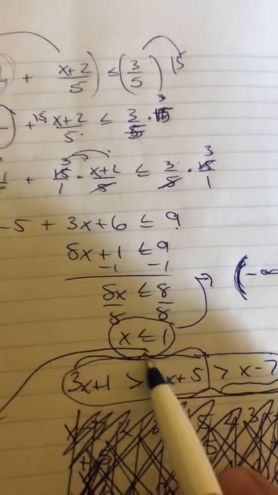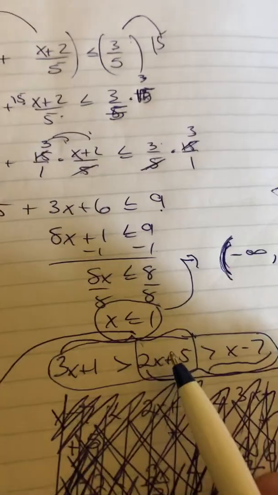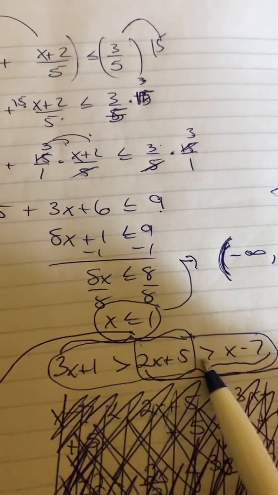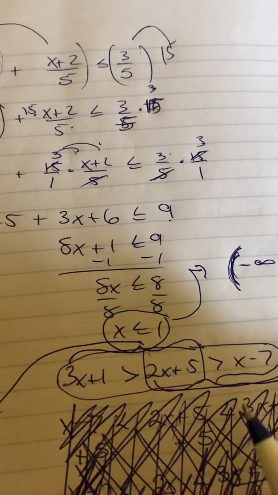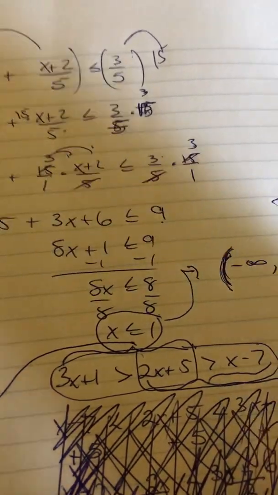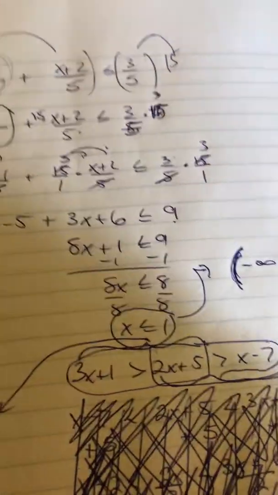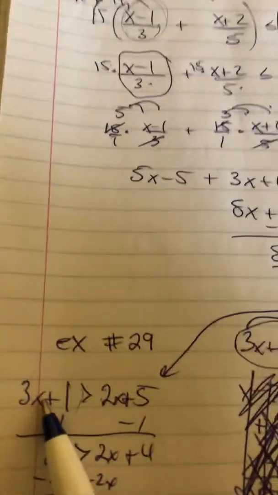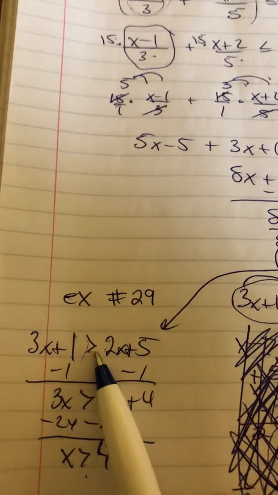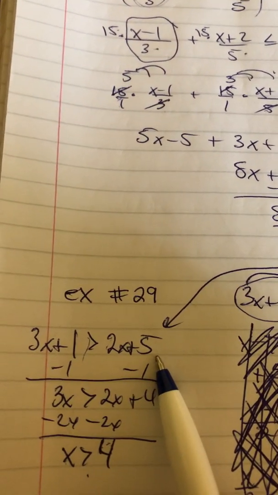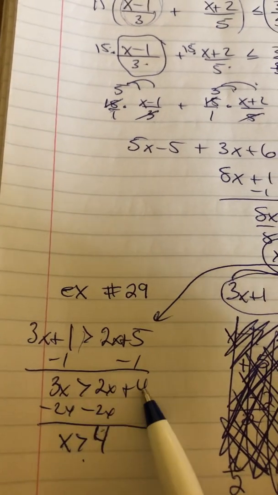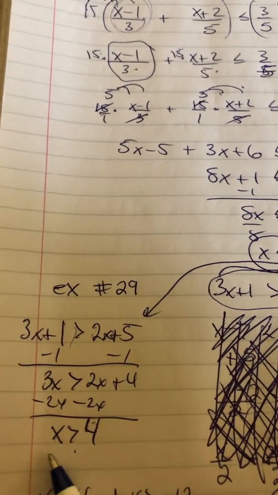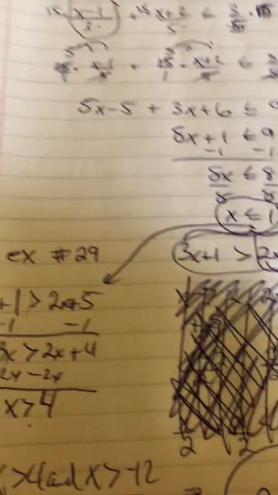And so I did the first one over here and the second one over here, and because they're put together and the arrows are going the same direction, and this is a little awkward how they wrote it, but the arrows are going the same direction. This is an and. We're looking for the overlap. So you have 3x plus 1 greater than 2x plus 5. And we subtract 1, so we have 3x is greater than 2x plus 4, subtract 2x, x is greater than 4.